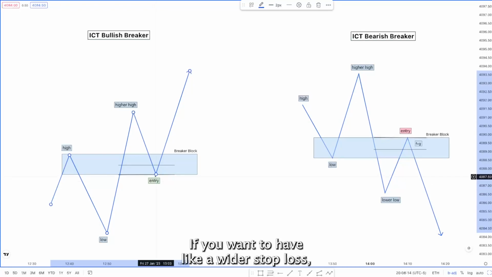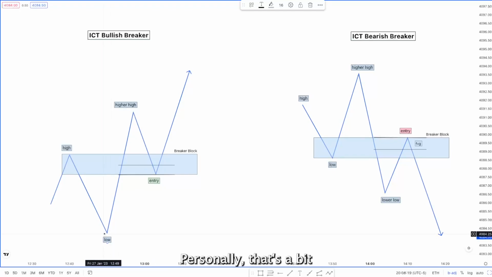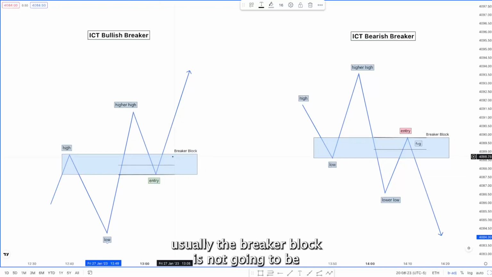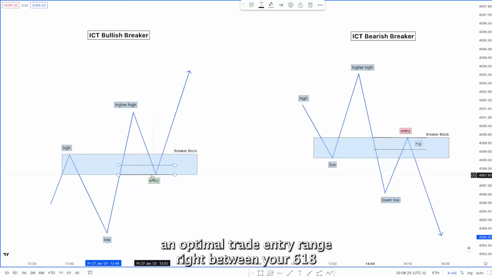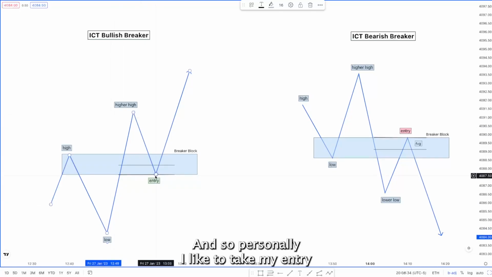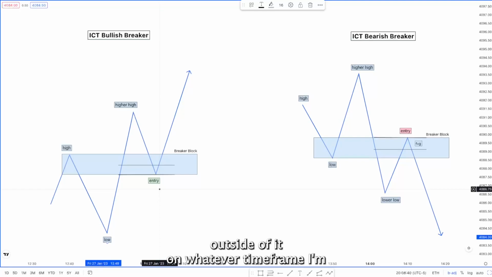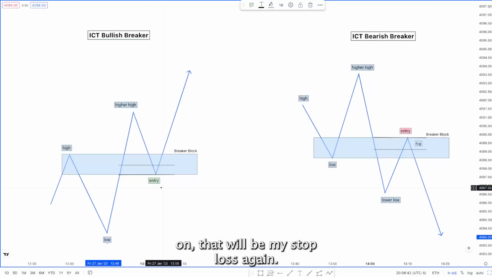If you want to have a wider stop loss, I guess theoretically you could use this lower low or this low here. Personally, that's a bit too wide for me, especially since usually the breaker block is not going to be in optimal trade entry range, right? Between your 618 and 79 fibs of the price run. And so personally, I like to take my entry inside of the fair value gap. If we start to lose this fair value gap or close outside of it on whatever time frame I'm on, that will be my stop loss.